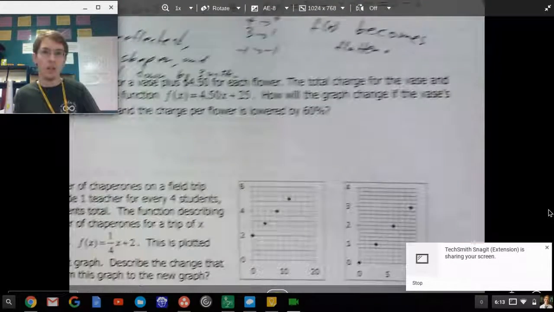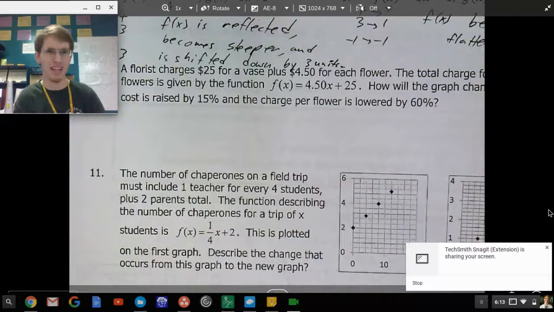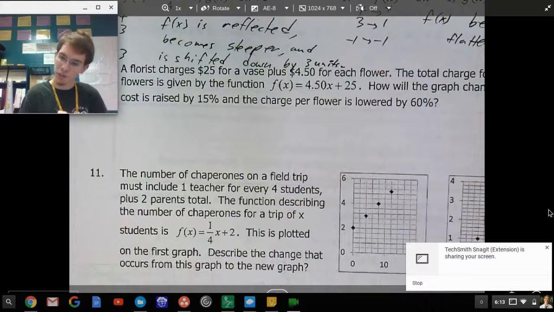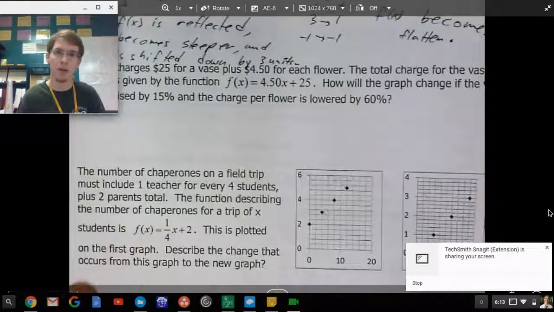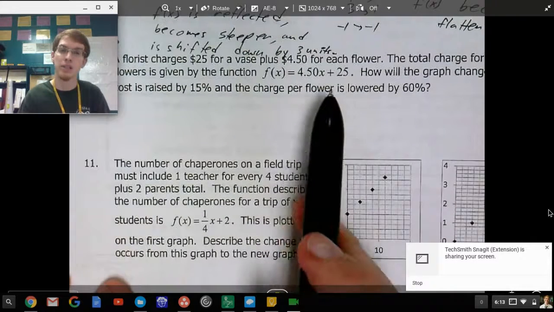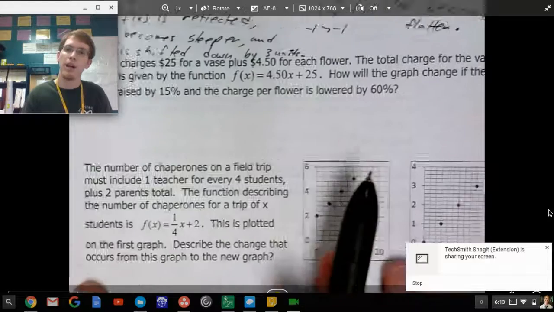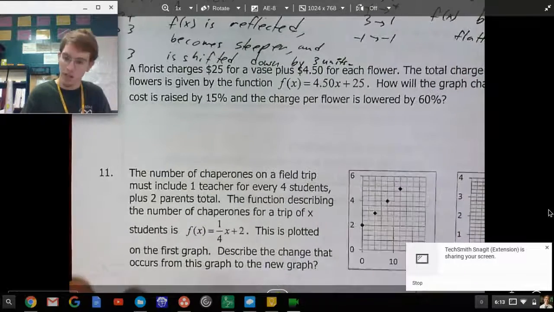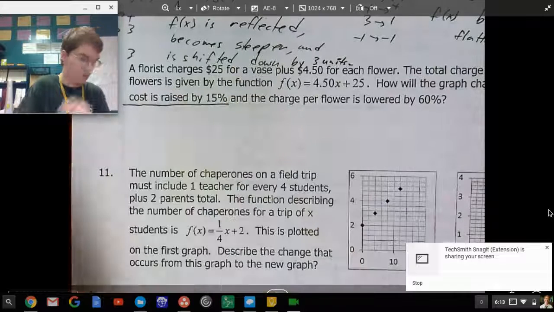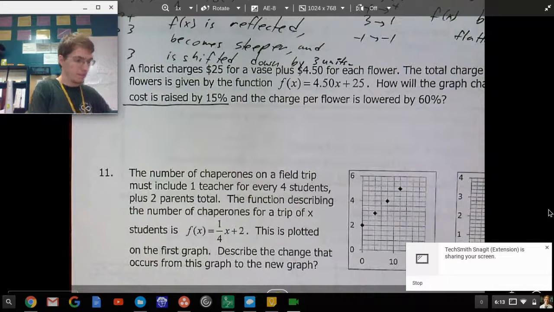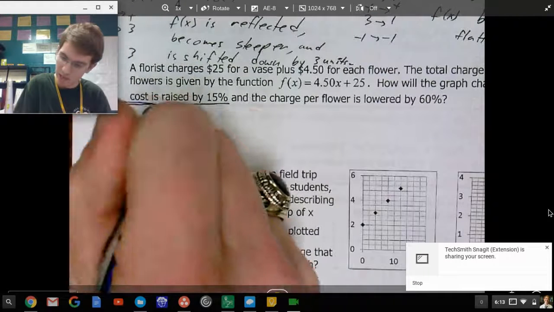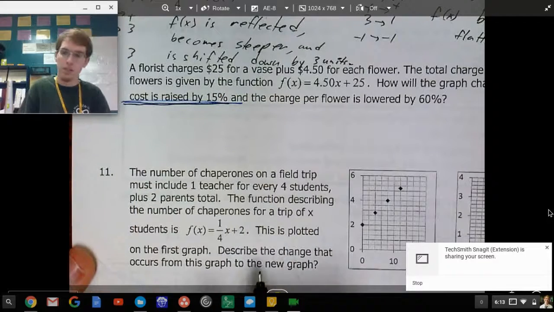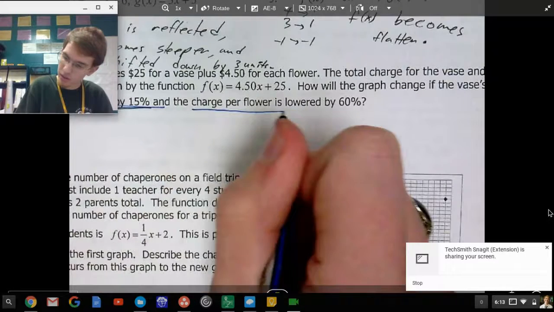Okay. Number 10, we're going to continue with this florist problem. We've had a problem like this for the last 2 days. A florist charges $25 for a vase plus $4.50 for each flower. The total charge for the vase and flowers is given by the function f of x equals 4.50x plus 25. How will the graph change if the vase's cost is raised by 15%? Make sure I get all these out here. The vase's cost is raised by 15%, and the charge per flower is lowered by 60%.